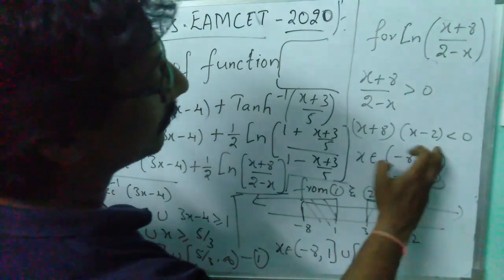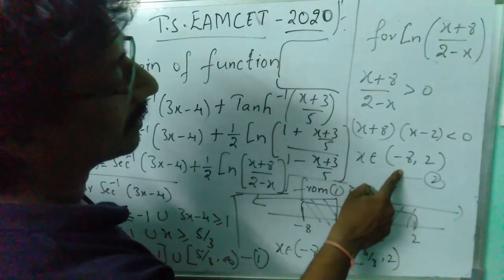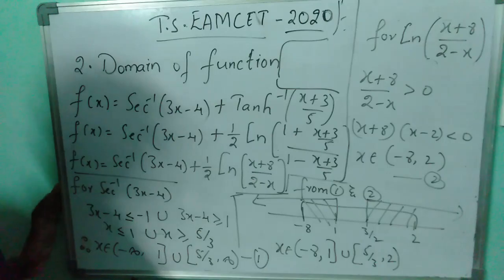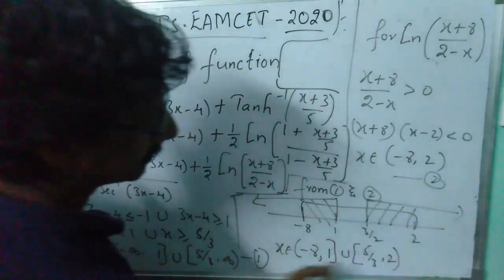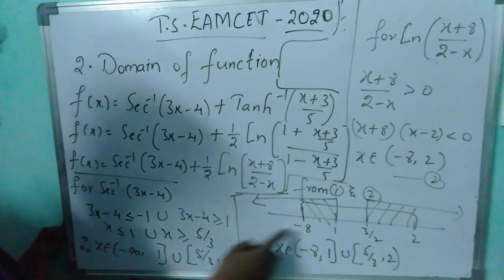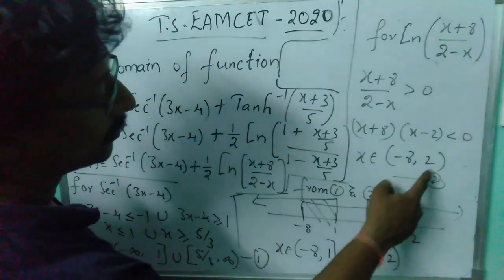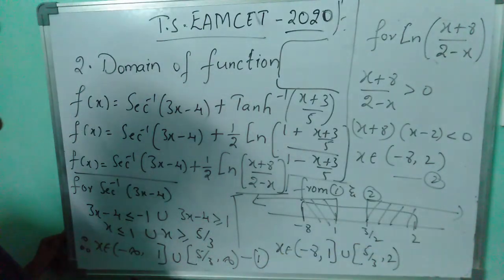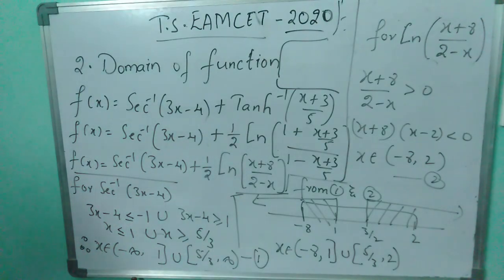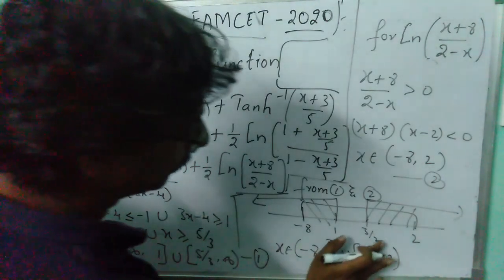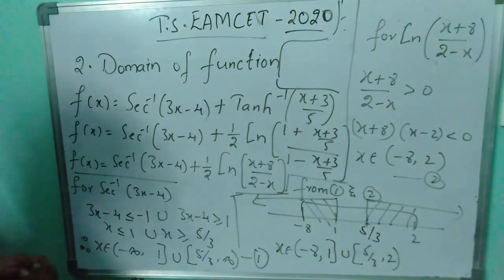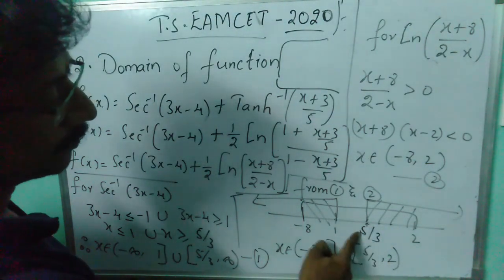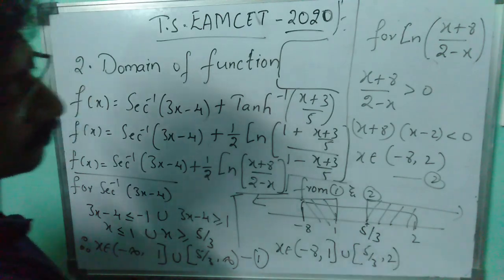Now what roots can we get from here? One is minus 8, and from here 2. Let me pick the numbers one by one. This minus 8 is over there. After that 1 is there. Next 2 is there. And 5 by 3 I am keeping here. If I do the division, that will be less than 2.